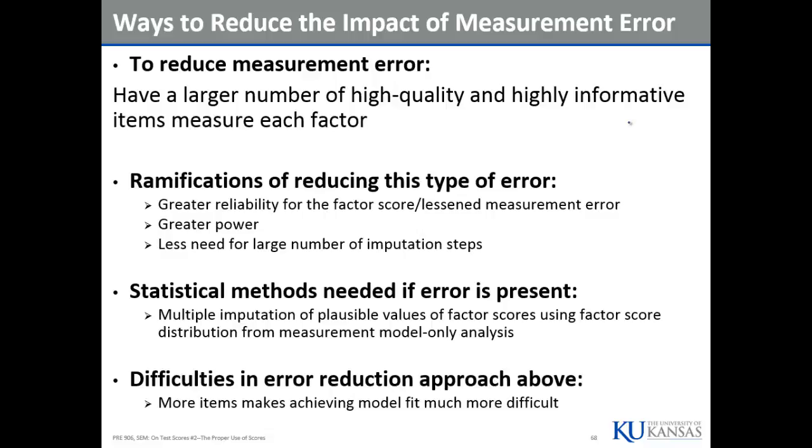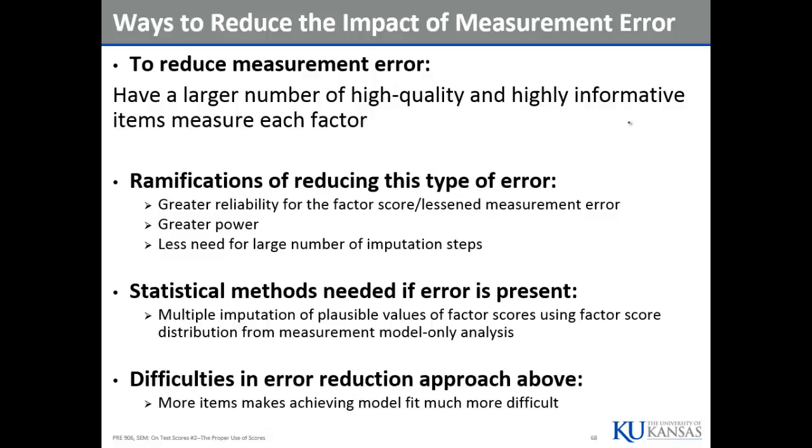So what are the ramifications of reducing measurement error? The lower your measurement error, the better the reliability is. It means you'll actually have better power to detect effects in simultaneous or non-simultaneous analyses. You won't need as many imputation steps in an imputation analysis. The thing that you're imputing from, you can cover with a few values rather than having a wide range that you need to do.